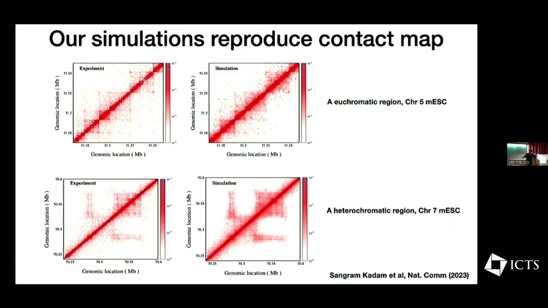And once we do that, we can get a bunch of configurations whose average would look like the contact map, right? So if you do simulations and find the contact map from the simulations, this contact map would look exactly like the contact map from the experiment. What we essentially did, basically because we put this in by hand, is get a bunch of configurations whose average would reproduce the contact map.